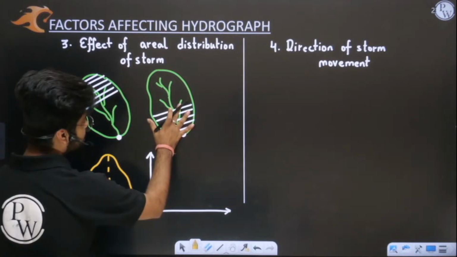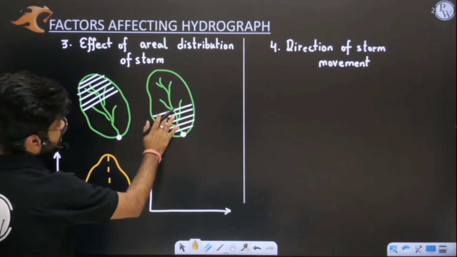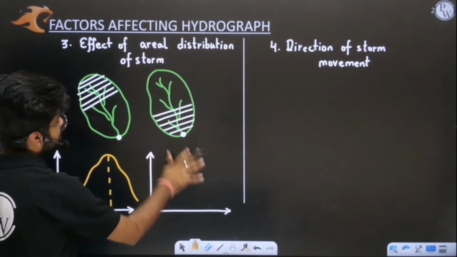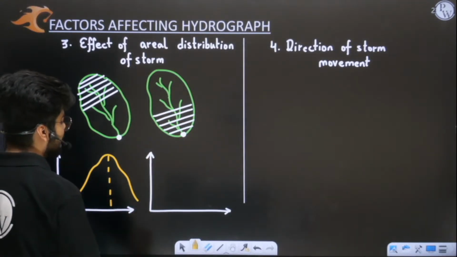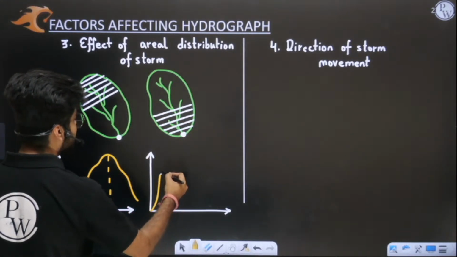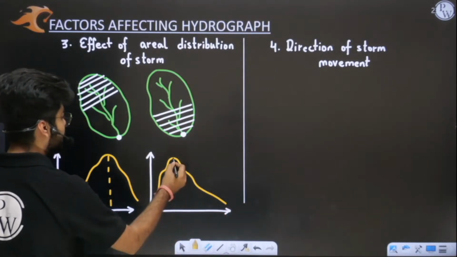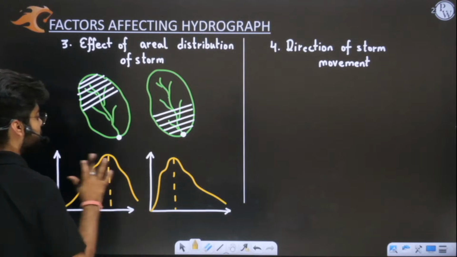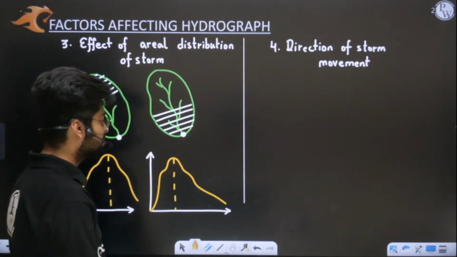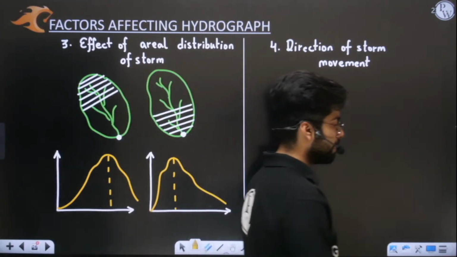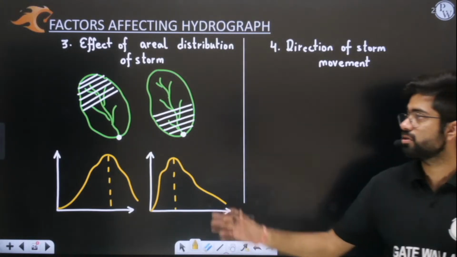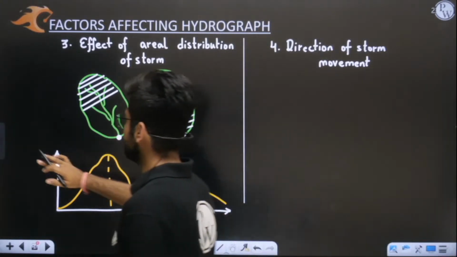But here, sir, since the area which is closer to the outlet has received the rainfall, I will see that the peak will be arriving quickly here. Yes or no? Here I have quicker peaks. So this is the difference. Okay. So this is the effect of areal distribution of storm.